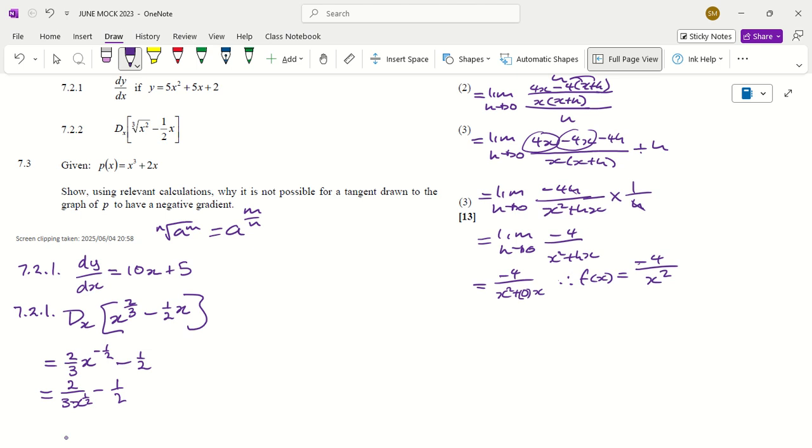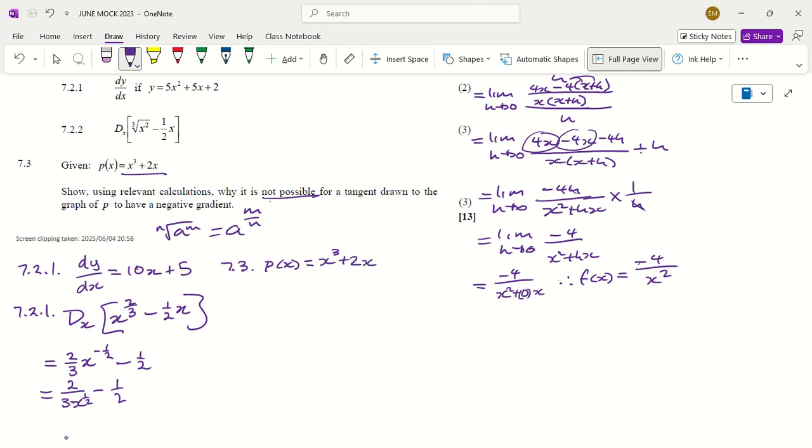The next question is 7.3. 7.3 is asking us to show that it is not possible for a tangent to the graph of x to the exponent 3 plus 2x to have a negative gradient. So we know that this is p of x. Let me just label this as 7.3. p of x is equal to x to the exponent 3 plus 2x.